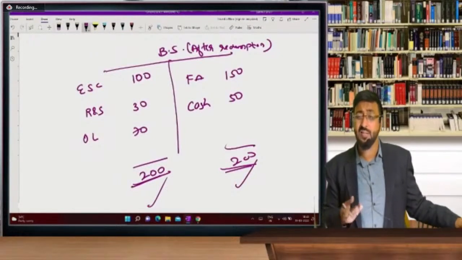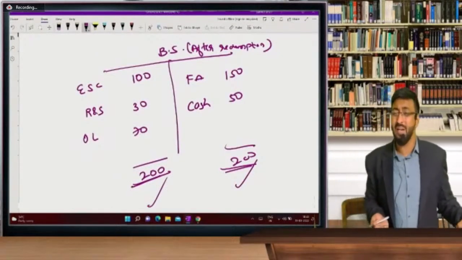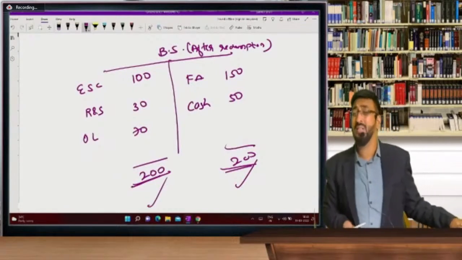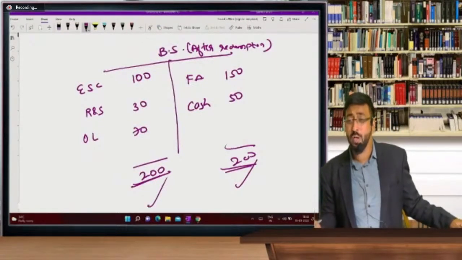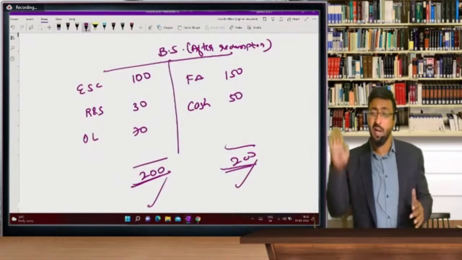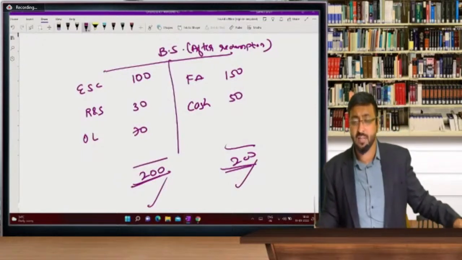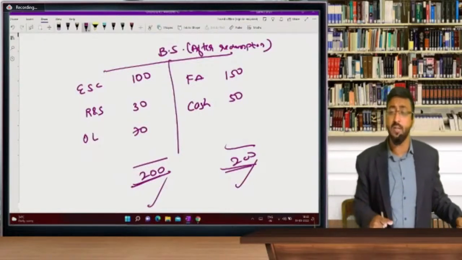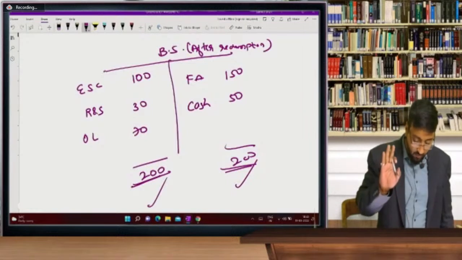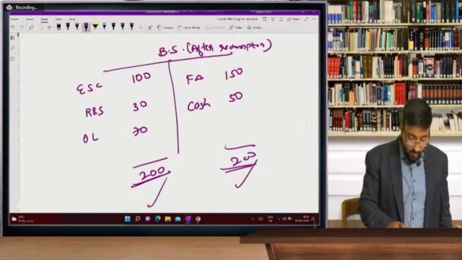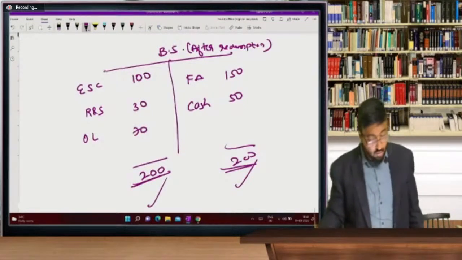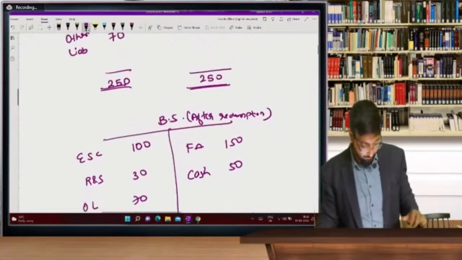So why is there a need for this chapter? This is a very simple entry. Why introduce this chapter? It's very simple: you will reduce your preference share capital on the liability side, you will reduce cash balance from the asset side, and your balance sheet is getting tallied. Then why is there a need to take this chapter in the syllabus? Wait. I will tell you the logic behind it.